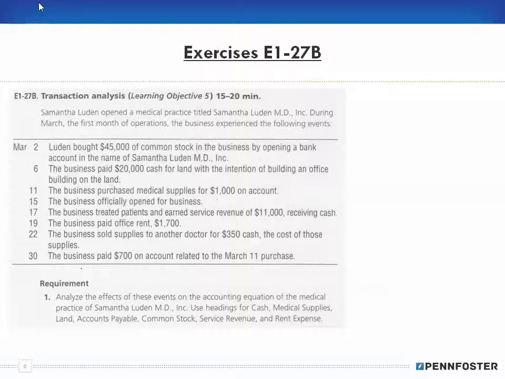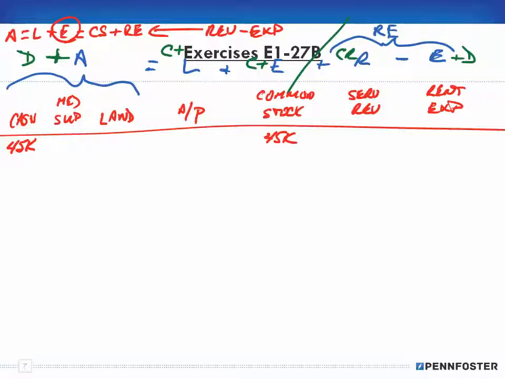All right, so March 6th. No, I'm not putting in the dates. That's up to you to put in the dates. I just don't have space. It says the business paid $20,000 cash for land with the intention of building an office building on the land. So I'm asking myself, am I affecting cash? And the answer is yes. Is my cash increasing or decreasing? In this case, it's decreasing, because I'm paying $20,000 in cash.